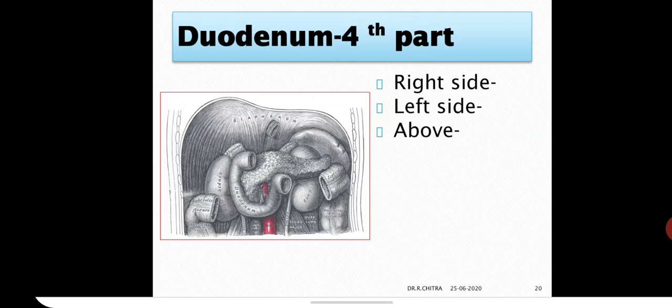What is right side to the fourth part? What process? Uncinate process of the pancreas. Left side, left kidney and ureter. Above is the body of the pancreas. So these are the relations of the fourth part. So as I told you, try to learn this one image for all the four parts. That will be easy to draw and write the relations of all the four parts.